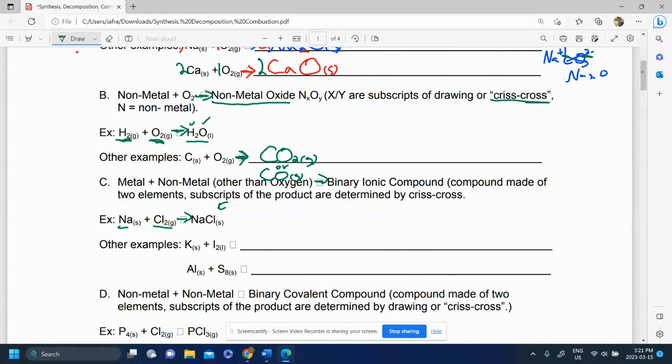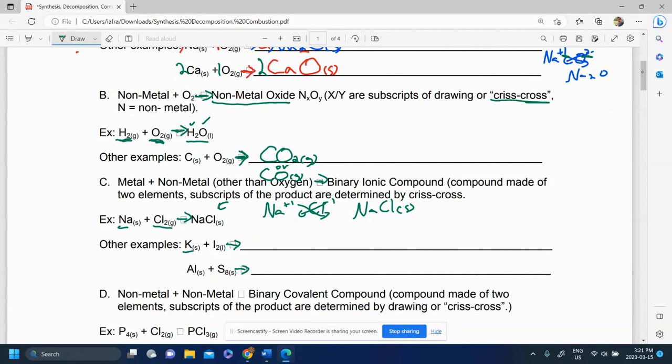How was this determined? By crisscross again. You had sodium plus 1, chlorine negative 1, crisscross it, and you get NaCl. And just like before, for the most part, the compound produced will be solid. So if you feel like you're ready to try the next one on your own, you can. So pause the video, try it out, see if you can get the correct product. And then when you're ready, you can unpause and take a look if you're on the right track. So K plus I2.